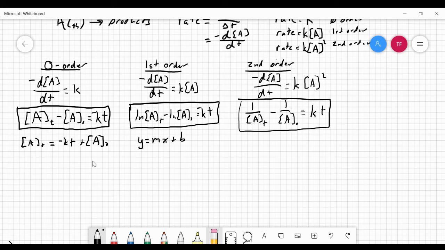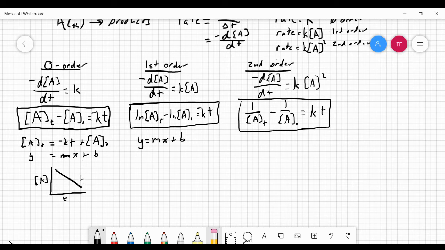And if you look at this equation, it has a very similar form to the general linear equation of a line, where [A]t would be our y variable, negative k would be our slope, t would be our x variable, and the initial concentration of A would be the y-intercept. What this means is if we graph the concentration of A versus time, if it gives us a linear graph, then we know that we have a zero order equation.